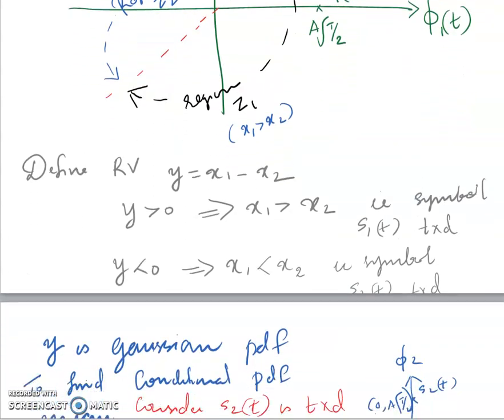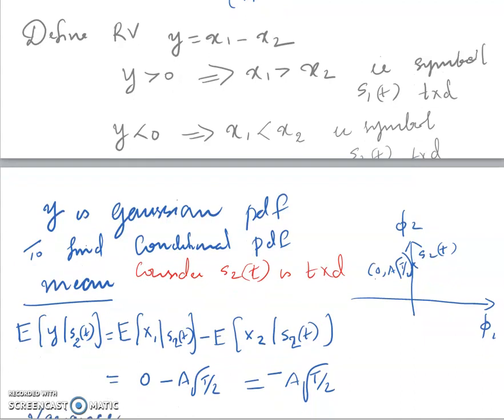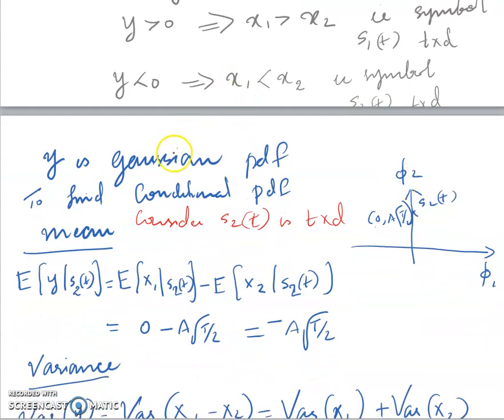Now, how to find out the probability of error? So, y is your random variable, and y has a Gaussian PDF. Now, to define the conditional probability density function, we should know the mean of y and the variance of y. First we write down the mean of y, given the condition that s2(t) was transmitted. That is, symbol 2 is transmitted. Symbol 2 is located over here. Now, what is the mean of y? We know y is x1 minus x2. So, it is the mean of x1 given s2(t) is transmitted, minus the mean of x2 given s2(t) is transmitted.